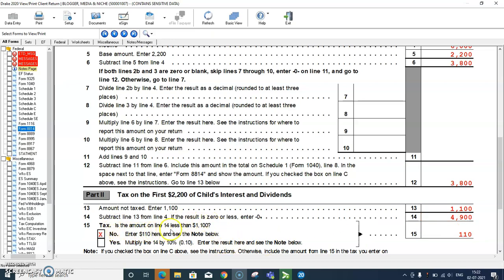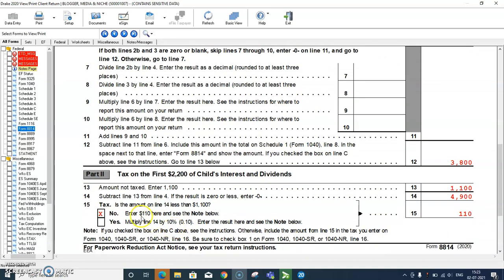Is the amount on line 14 less than $1,100? It is no, definitely a no. It is $4,900. Then enter $110 and see the note below. If you check the box on line C above, see the instructions, otherwise include the amount from line 15 in the tax you enter on Form 1040. So guys, this is calculated on $1,100. The 10% of $1,100 comes to $110 tax. So this is the tax amount.